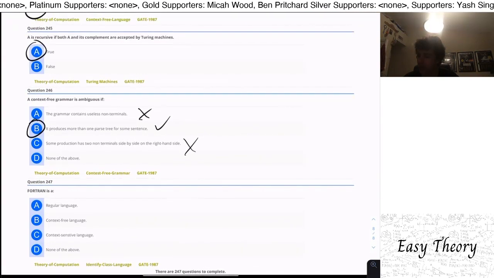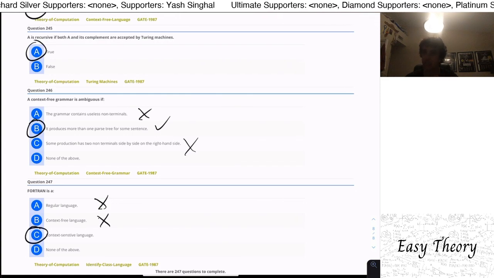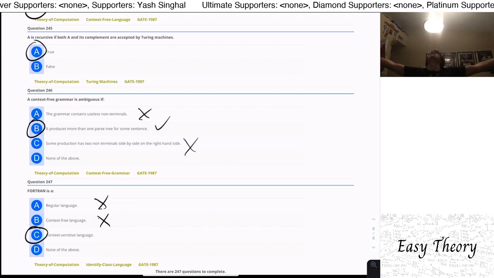Fortran. Ooh, finally, last question. Fortran is not a regular language. It also has variables, so it has that declare before use thingy that we were talking about for C. So it is not context free. It is context sensitive. We are done.